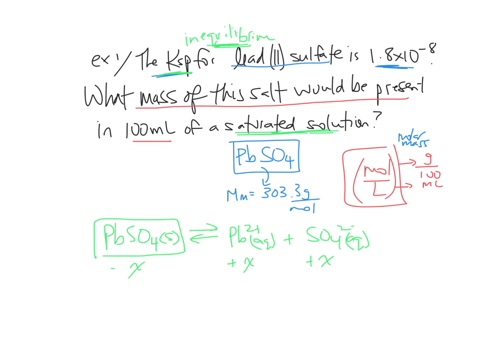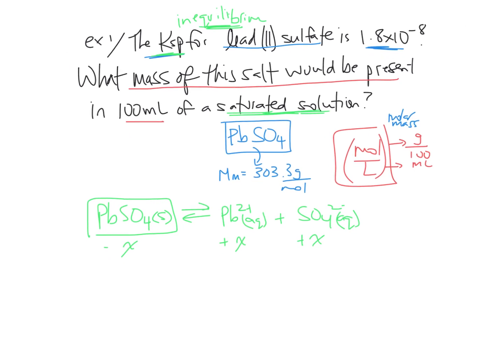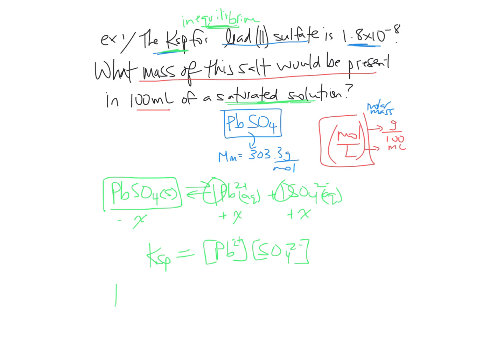What can we do with that? Well, because we're given a Ksp value, and we can model this system with the mathematical Ksp expression, the solubility product constant, we can take the concentration of Pb2+ to its exponent coefficient, which is just a 1, and multiply it by the concentration of sulfate at solubility raised to its coefficient, which is also 1, to get Ksp. Ksp is given to us. It is 1.8 times 10 to the minus 8.